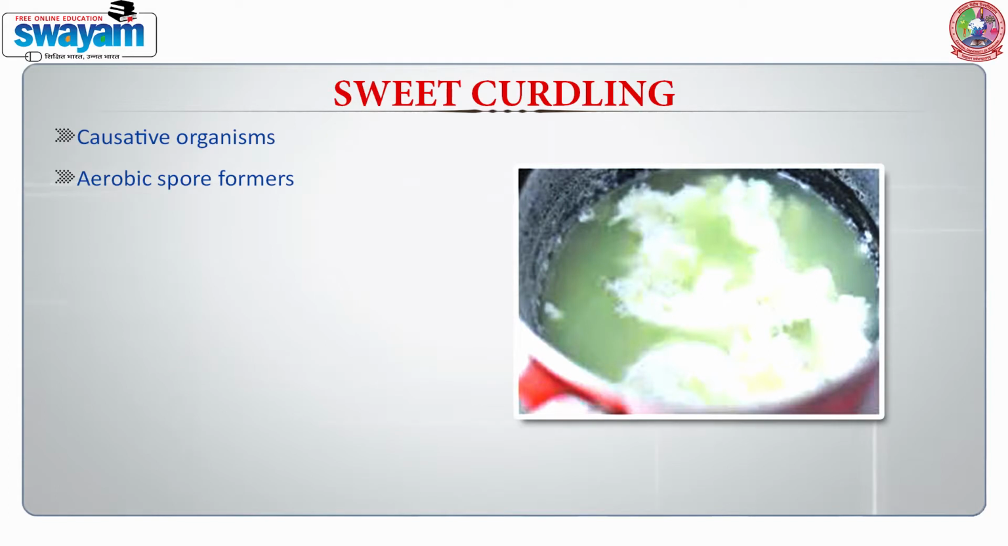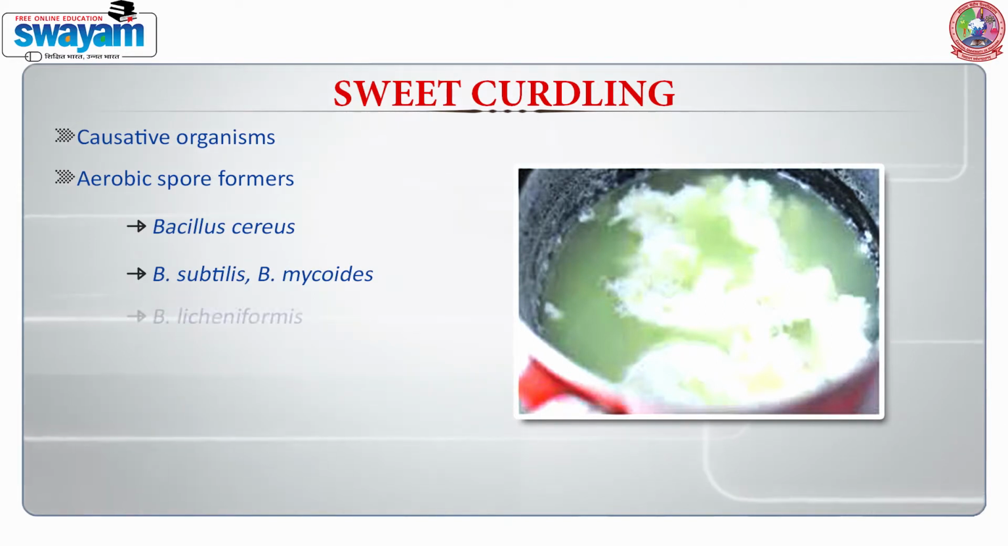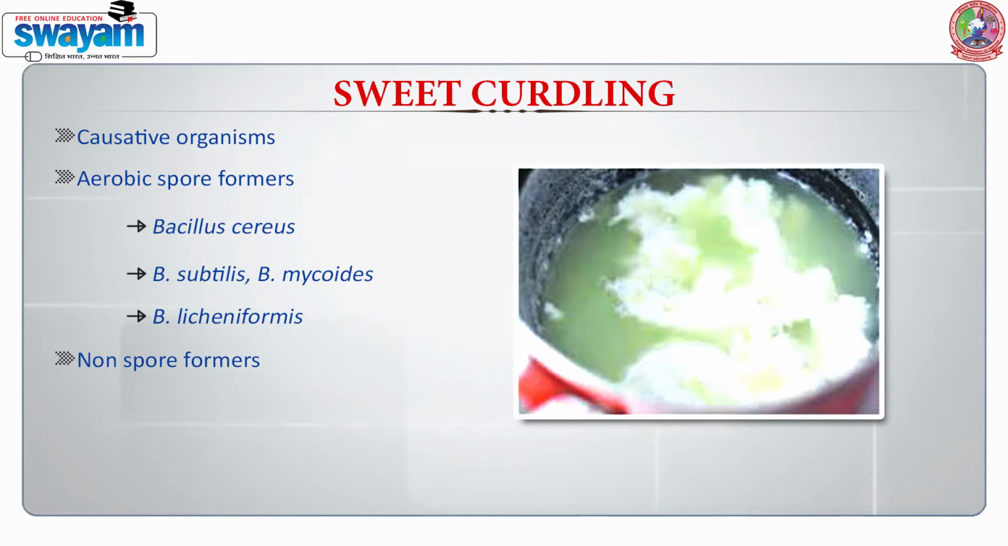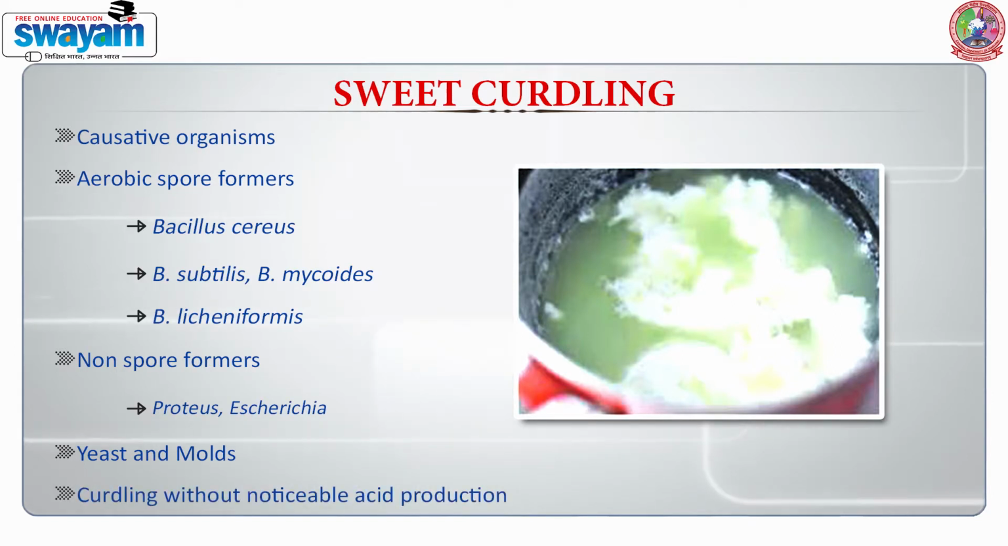When we talk about sweet curdling, we see the role of a large number of microorganisms, which can be aerobic spore formers such as Bacillus cereus, Bacillus subtilis, Bacillus mucoides, Bacillus licheniformis, and also non-spore formers like Proteus, E. coli, and even yeasts and molds. Why is this known as sweet curdling? Because no acid has been produced, but still there is curdling of the milk.